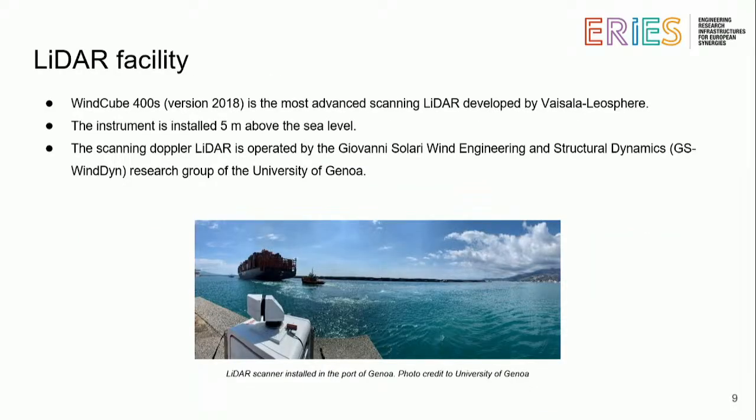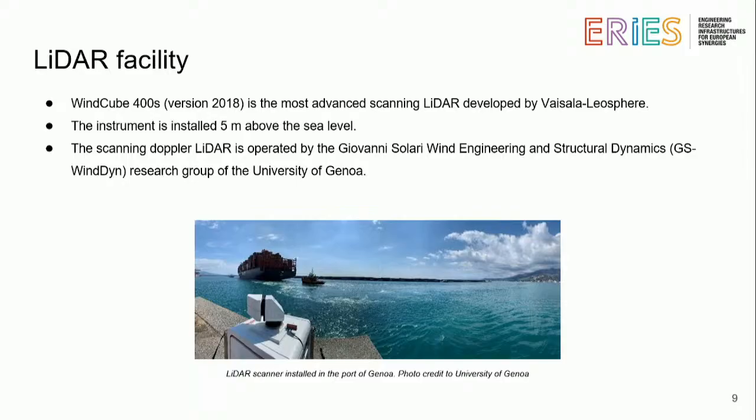LiDAR facility: first of all, we need to know how LiDAR works. So a LiDAR scanner is shooting light into the atmosphere. This light bounces back from moving aerosols in the air and comes back to the scanner. We are shooting light with one frequency into the atmosphere. This light is backscattered from aerosols and comes back to the scanner with a different frequency. This frequency difference allows us to assess wind speed.